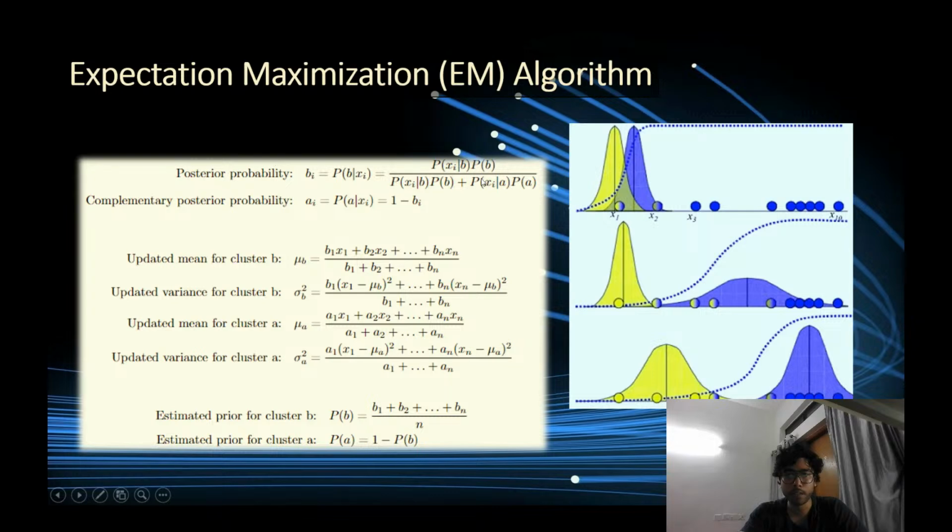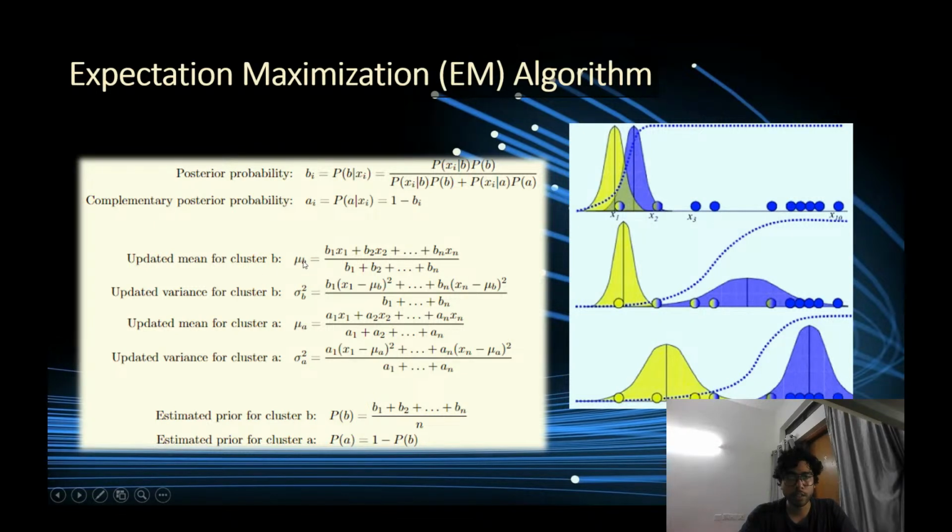So Bi for this point will be 0.3. Ai for this point will be 0.7, right? Similarly, you calculate this for all the points. Again, as I said, the physical meaning is the probability that this point belongs to this Gaussian. Now you update the cluster.